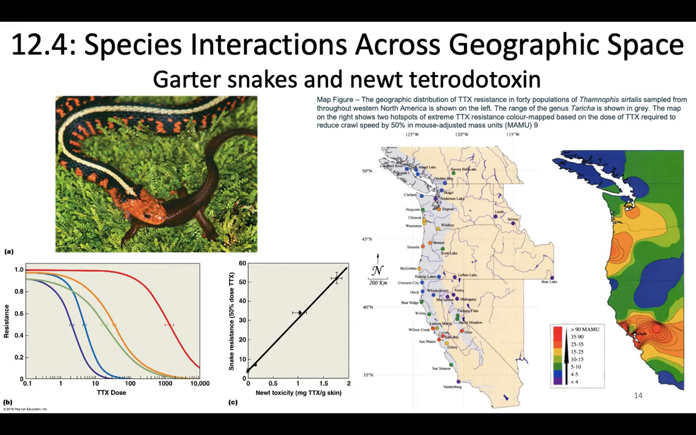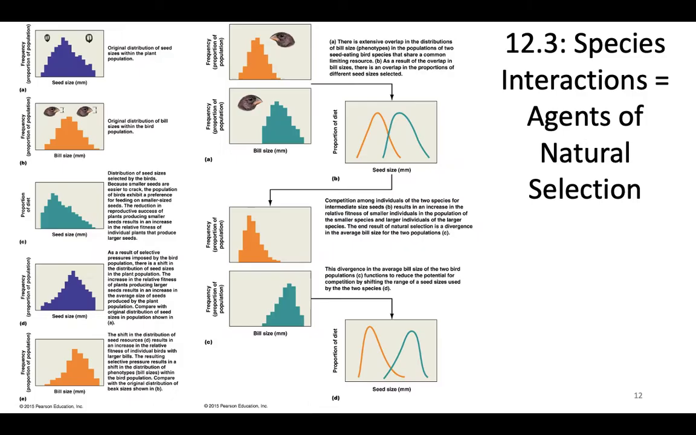But species interactions can vary across geographic space. So it's not like, for example, the species interaction between this garter snake and this newt is going to be exactly the same in every single environment. What we just talked about with this example here is an example of an evolutionary arms race, where there's a really close coevolution between two species, and then you see each species responding in kind to the evolution of the other in a cycle.